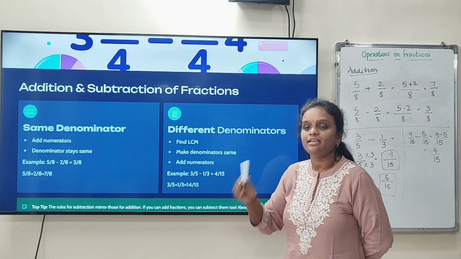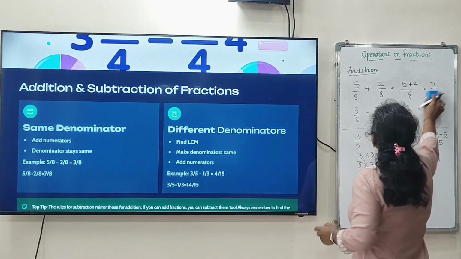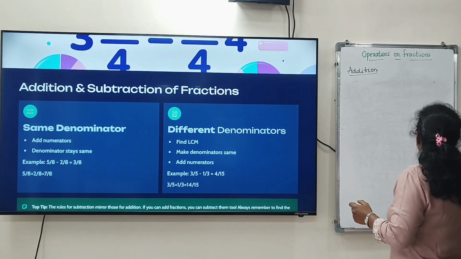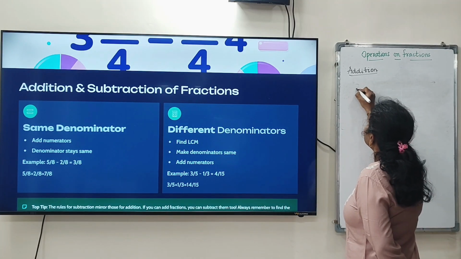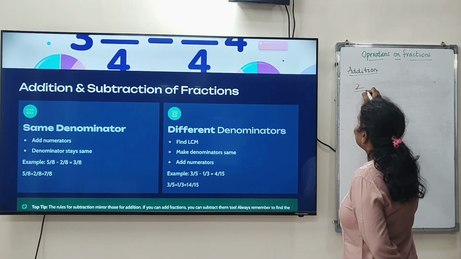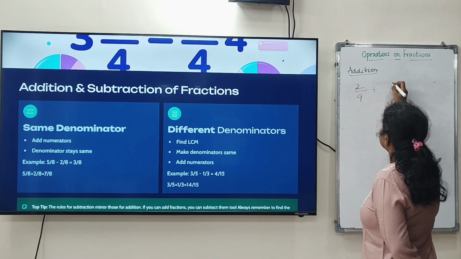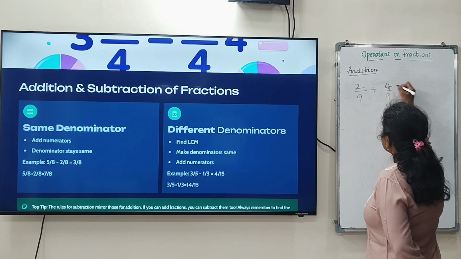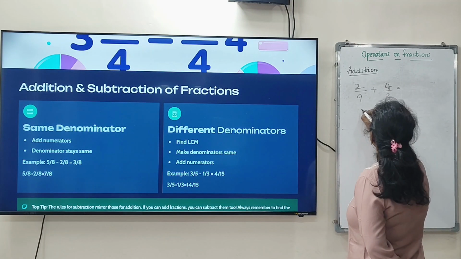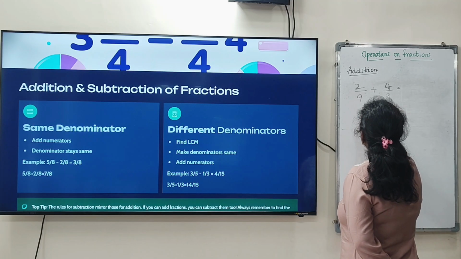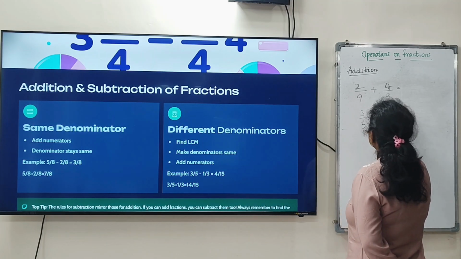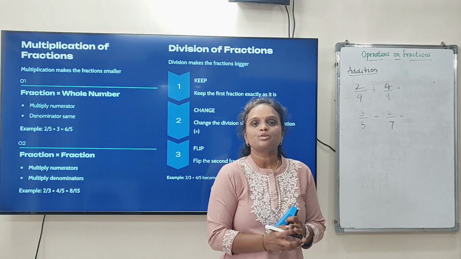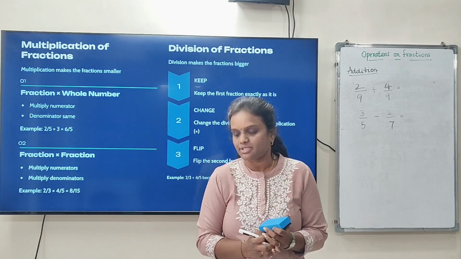So quick and easy. Now I would like all of you to pause the video and try to find out these fraction additions and subtractions, and then comment down your answers. 2 by 9 plus 4 by 9 is equal to how much? And 3 by 5 minus 2 by 7. Comment down your answers. Let's go to multiplication of fractions.